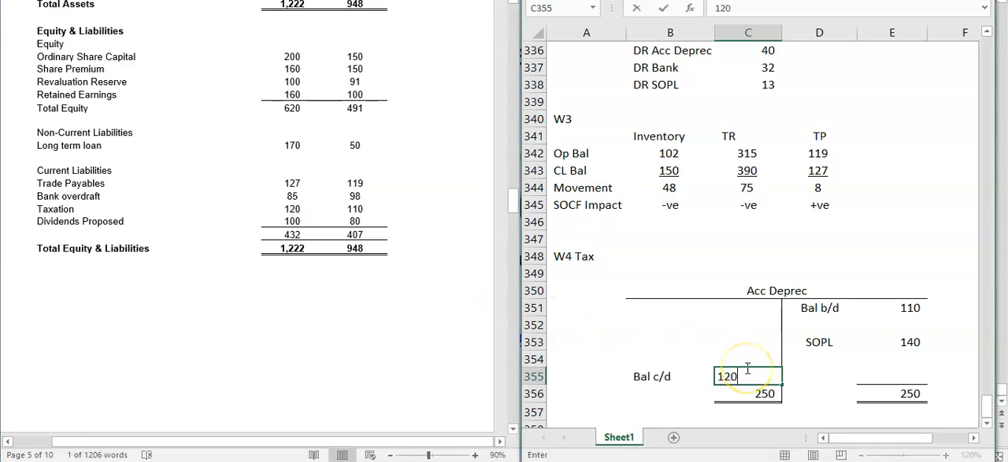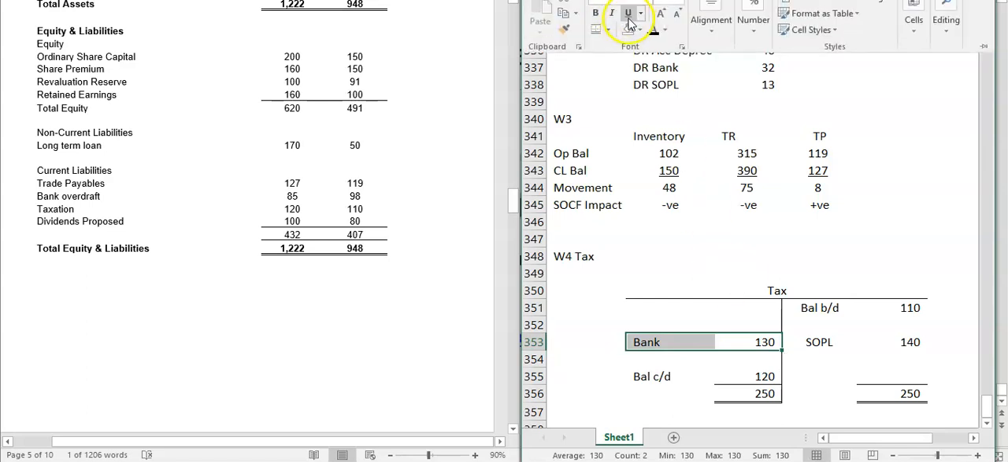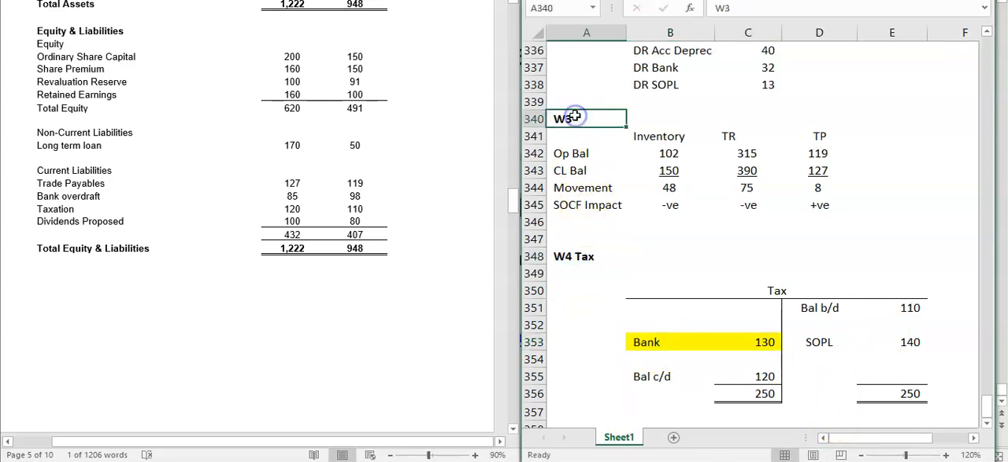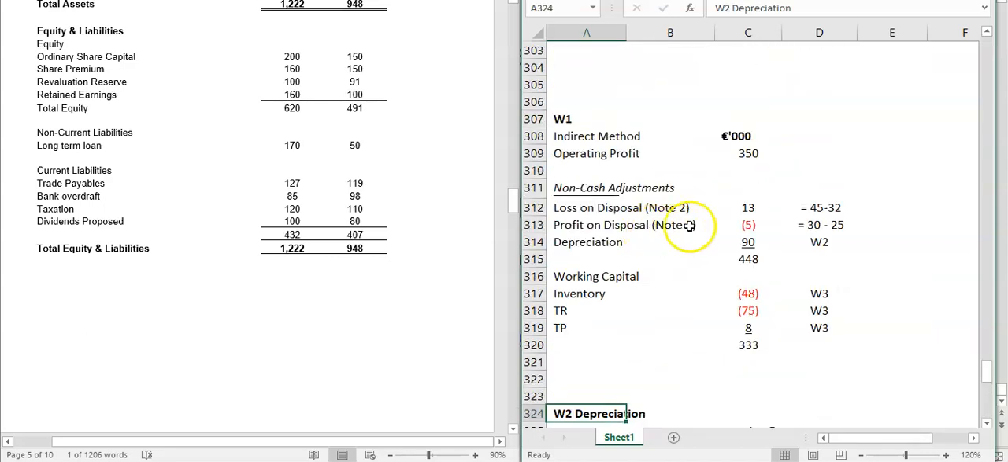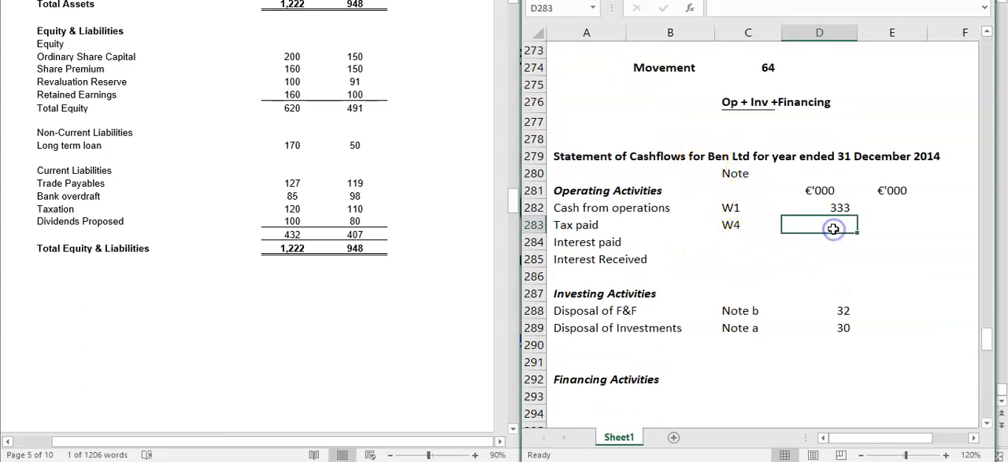So how do we go from owing 110 to 120? We must have paid bank, this is the tax account, bank of 130. And that's the one you're looking for. It was credit bank, debit tax liability. So even though you had a P&L of 140, you only paid 130 because you owe 10 extra now compared to the start of the year. And you slot that in, minus 130, tax paid during the year. So there's a nice bit of repetition in a lot of these workings if you put the practice in. So come back up here. Tax paid, working 4, minus 130.